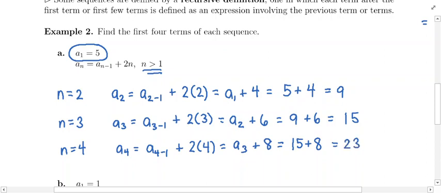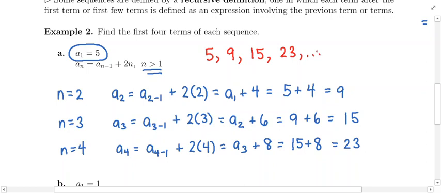So there are your first 4 terms of this recursive sequence. a1 is 5, we were given that. And then we computed a2 is 9, a3 is 15, and a4 is 23. You could keep going.